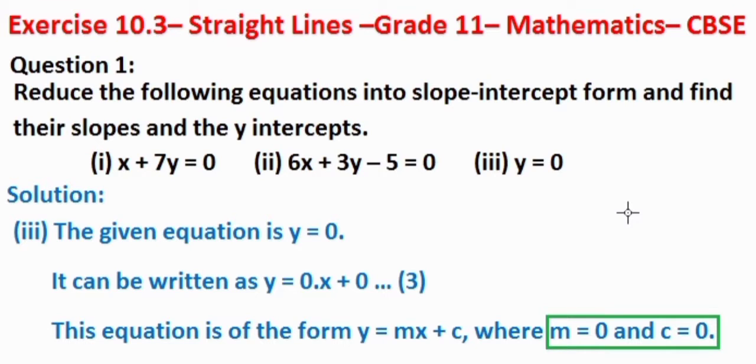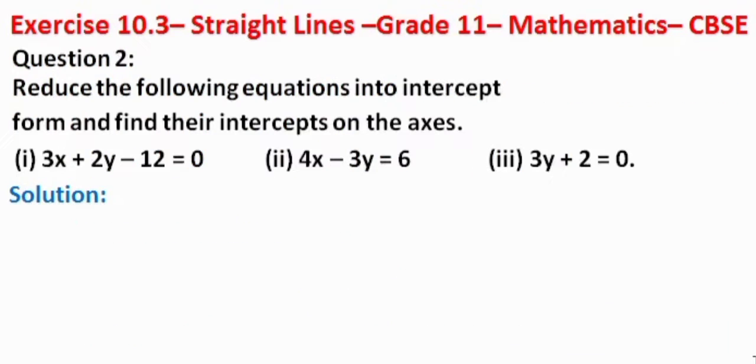Come on, let us discuss the next question. Question number 2. Reduce the following equations into intercept form and find their intercepts on the axes. First question: 3x plus 2y minus 12 equal to 0.